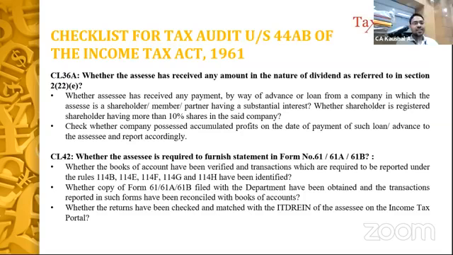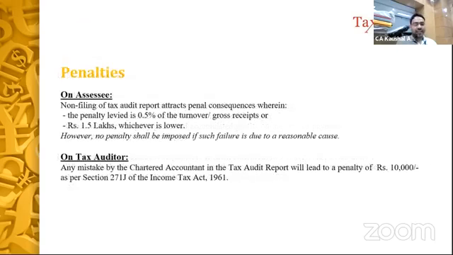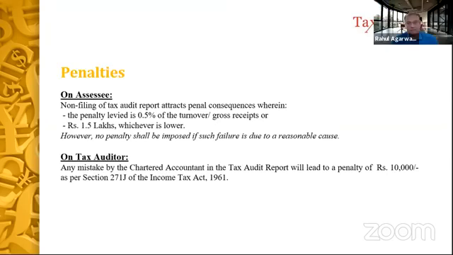So these are basically the list of items required to be checked by the tax auditor at the time of filing of the tax audit. And the second thing is the penalties. In case the SSE defaults, there is a penalty of 0.5% of the turnover or 1.5 lakhs. And in case the auditor defaults, there is a general penalty of rupees 10,000 under section 271G. This is applicable when you are required to get audited under the tax audit provisions, but you don't get it done.